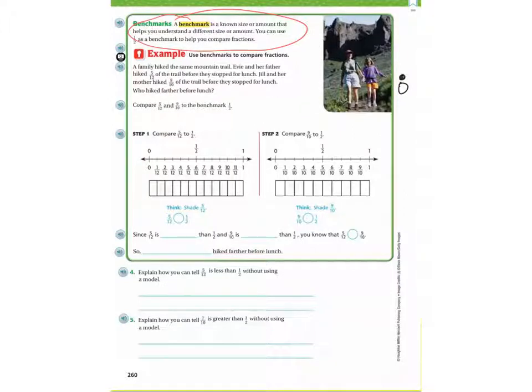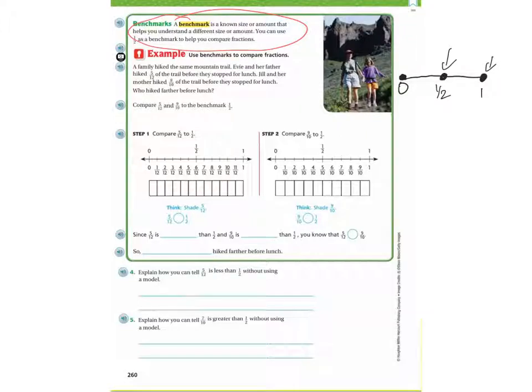I'm going to draw a little number line here, and I'm going to jump ahead a little bit, because that's what I do. Here's my first benchmark, 1/2, and then my other benchmark is 1. So these are all benchmarks we can use. If I said 0, you know how much 0 is, it's 0. If I said 1, you know how much 1 is, 1 of something. If I said 1/2, you know what half of something means. And that's all we're doing here.